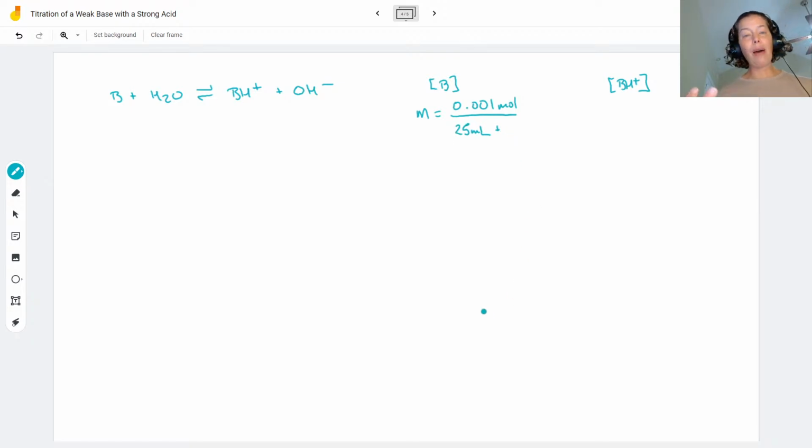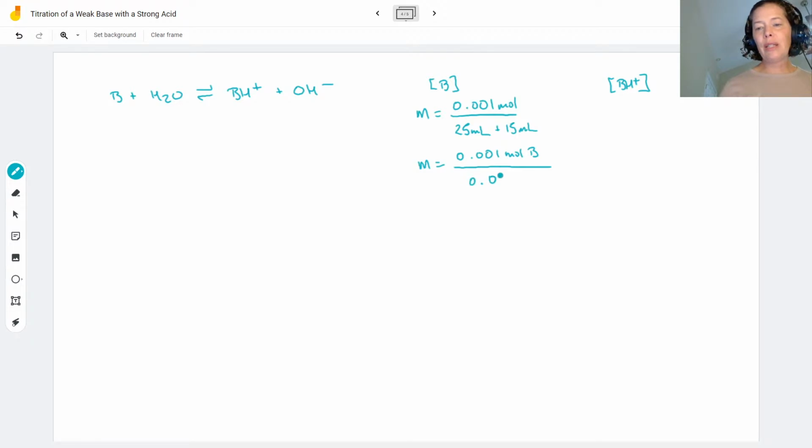That's my sample. And how much acid have I added at this point? I've added 15 milliliters. So then my concentration becomes 0.001 moles of base over 40 milliliters, or 0.04 liters of solution. Okay, so this gives me a concentration of base of 0.025. I'm going to do the same thing for my protonated base. I've formed 0.0015 moles of protonated base.